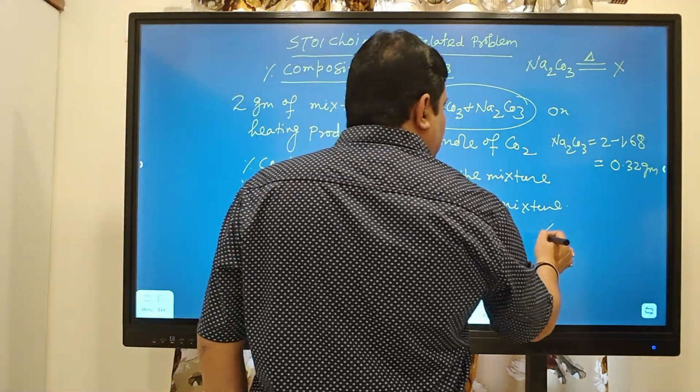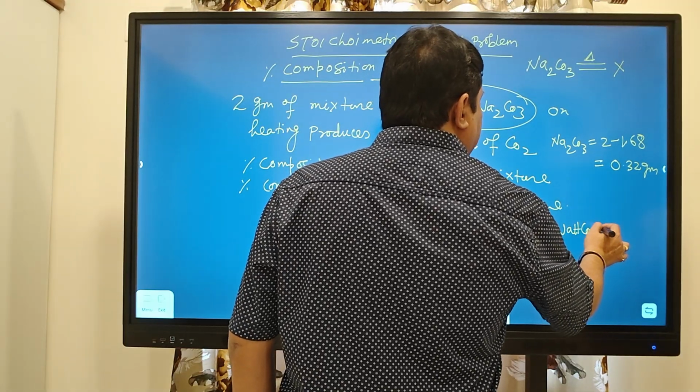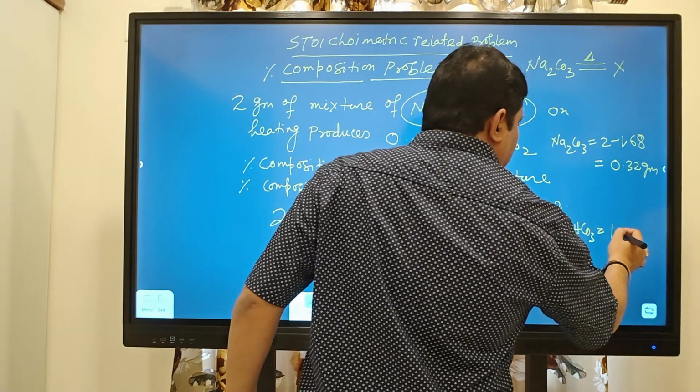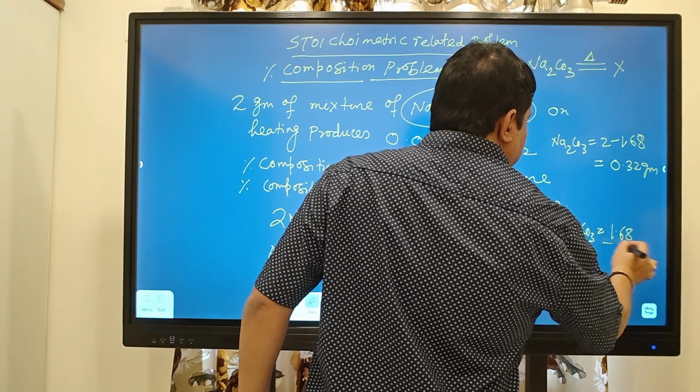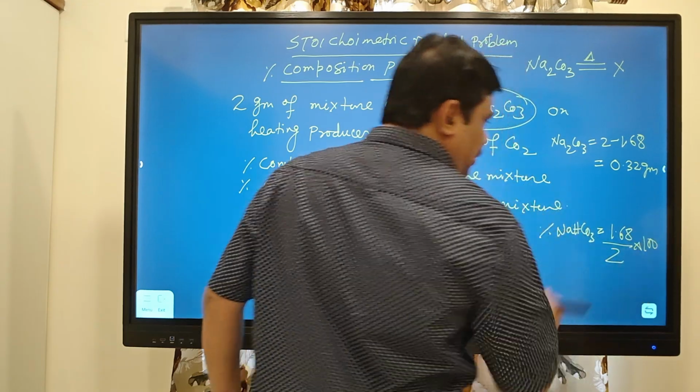Then they are asking for percentage purity, percentage composition. Then the percentage of sodium bicarbonate will be equal to the amount of sodium bicarbonate in the mixture, which is 1.68, with respect to the total amount of the mixture, which is 2, into 100. This is your calculation.